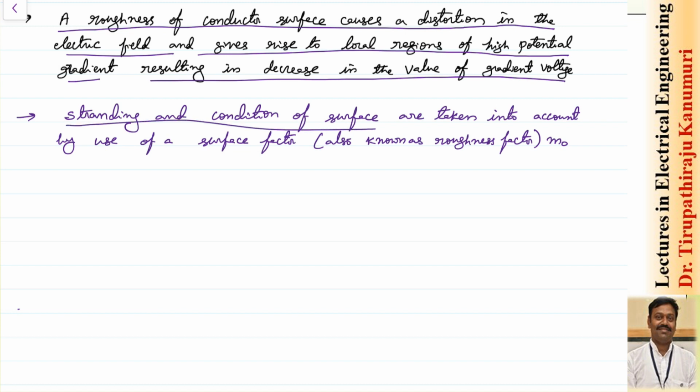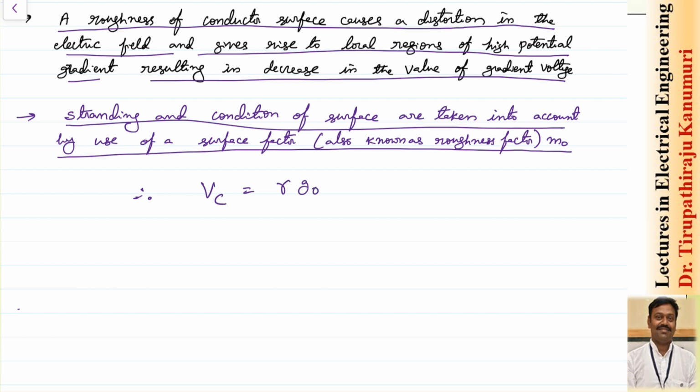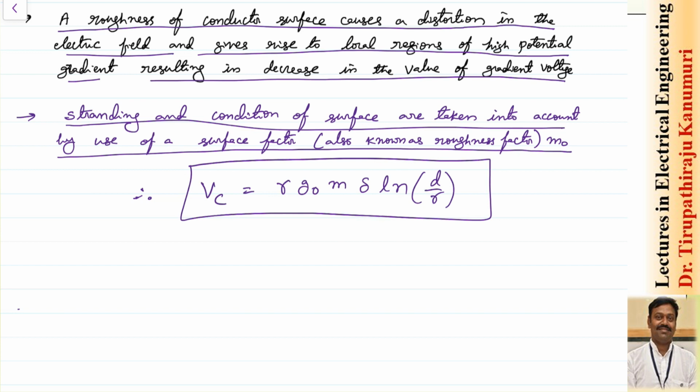So the stranding condition of the surfaces is taken into account by use of a factor called the surface factor, or the roughness factor. That roughness factor is given by the name m naught. So considering this, the critical disruptive voltage will be whatever we derived before, the same thing I am writing: R into G naught into, one more factor is added there, m, multiplied by delta into ln of d by r. This is called the critical disruptive voltage. It is nothing but the voltage at which the corona will start forming, that means only at the surface.